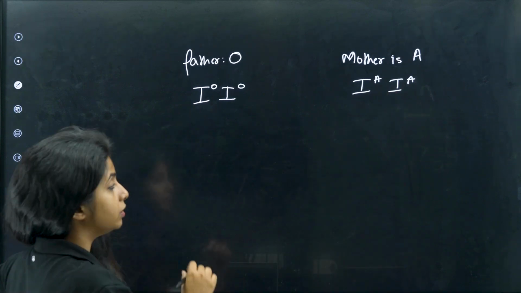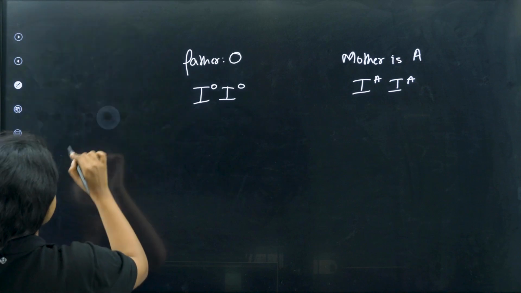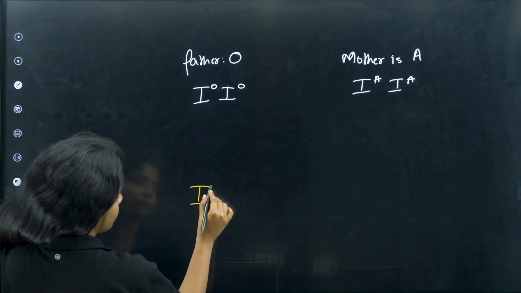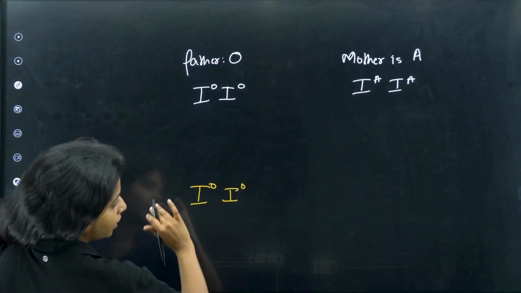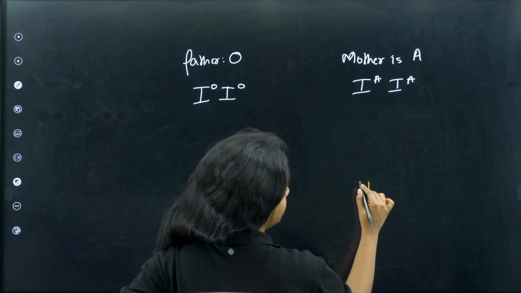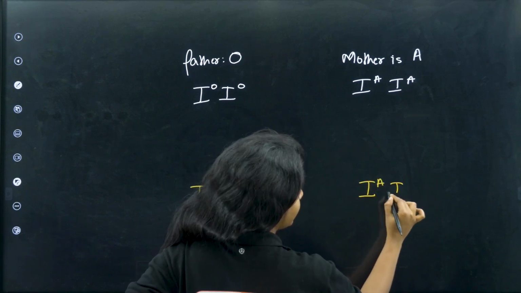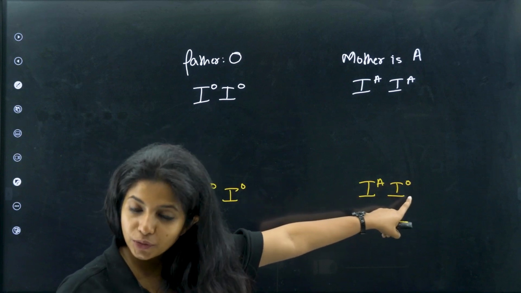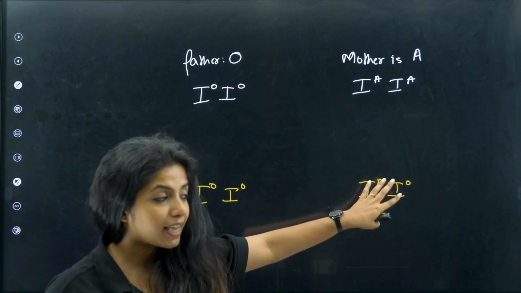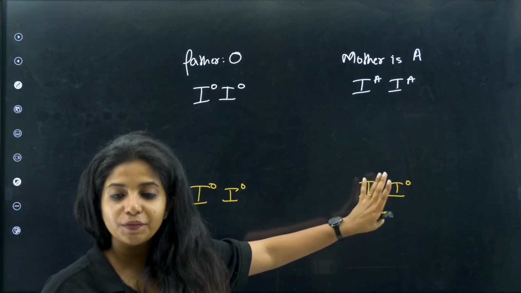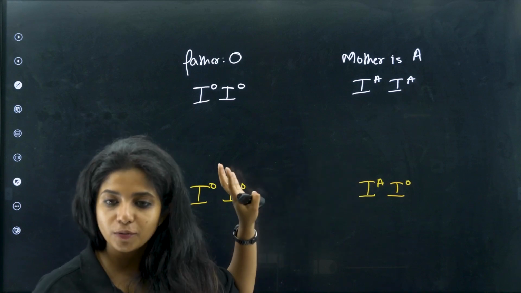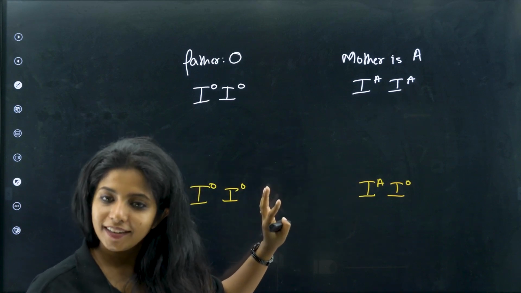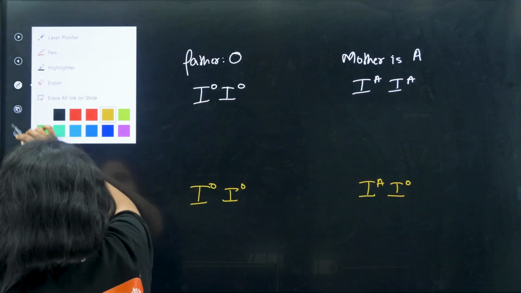Agreed? Mother can be like this, or father, anyways it is this. Mother can be like this as well, because A is dominant over O. So anyways, if she has this genotype, still she would have A blood group as well, right? Agree? Now let's see the combination.